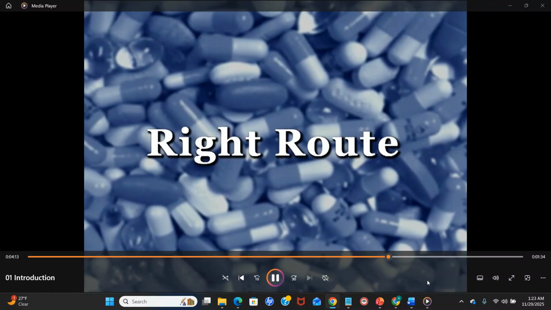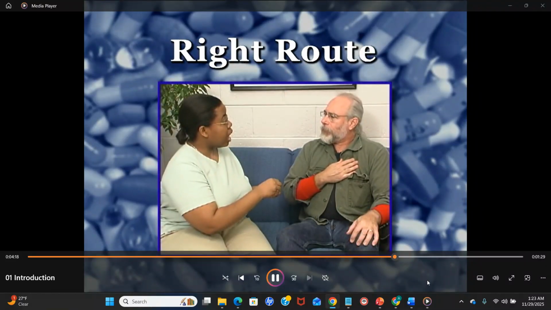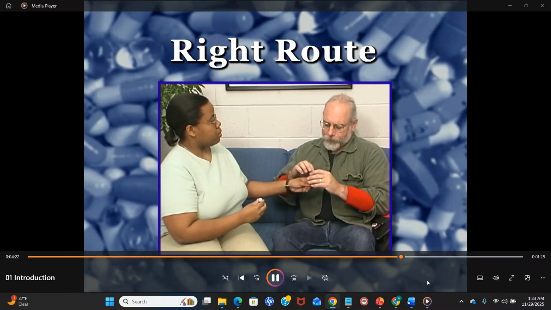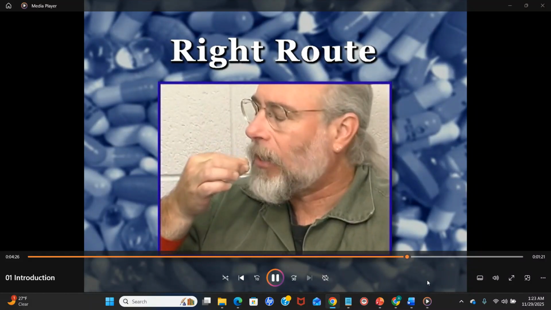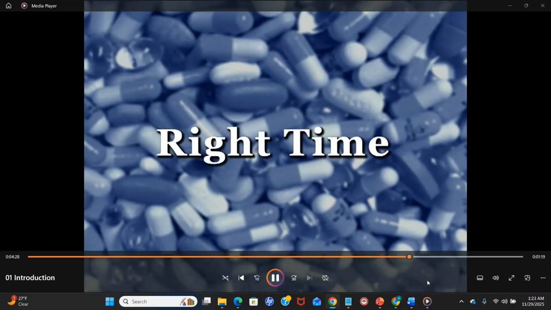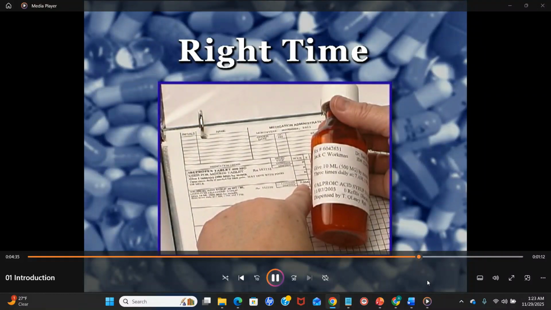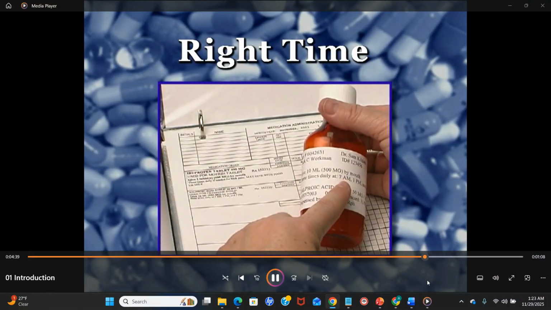Make sure you use the right route. The medication route ordered, whether by mouth, ear, nose, skin, or other route, will be listed on the MAR. Make sure you give the medication at the right time. The right time to give the medication is stated on the MAR and the medication label.